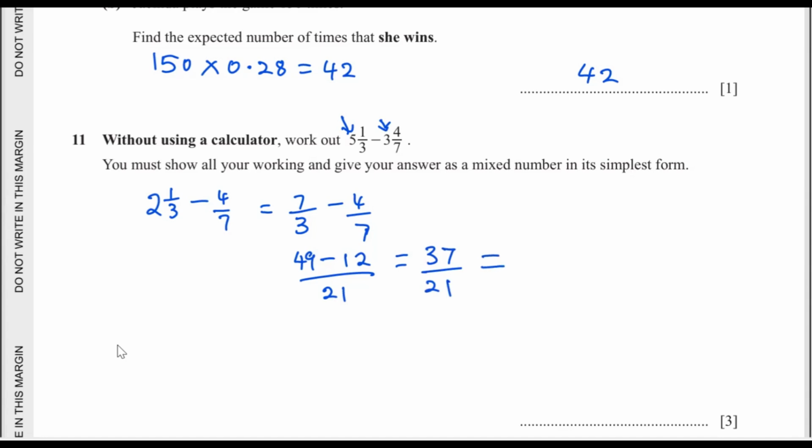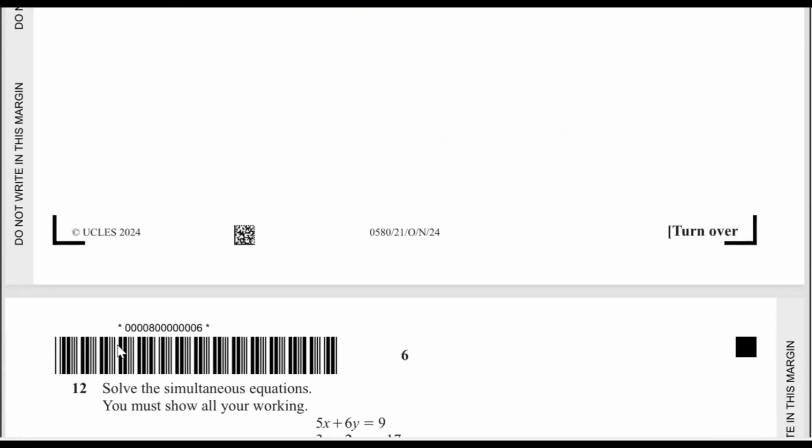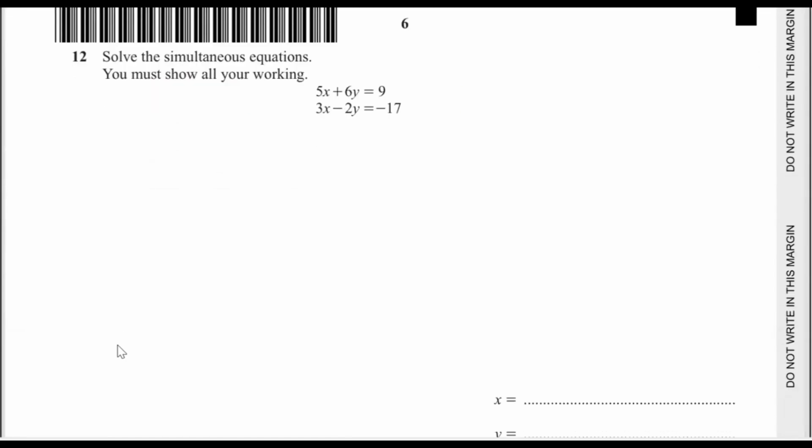Of course, this is an improper fraction. So writing it out is going to give us 1 whole number, 16 over 21. So we enter that, 1 whole number, 16 over 21. We proceed to the next question, which is question number 12.